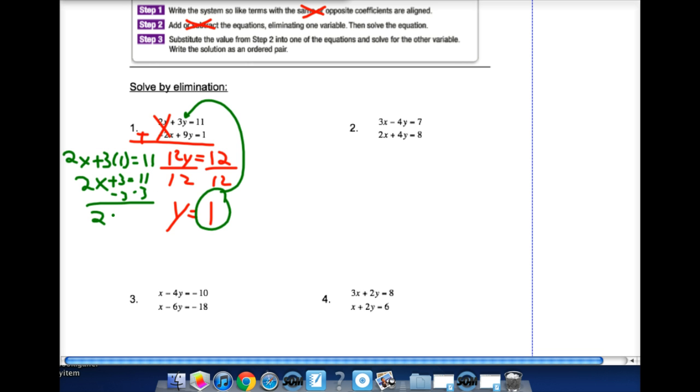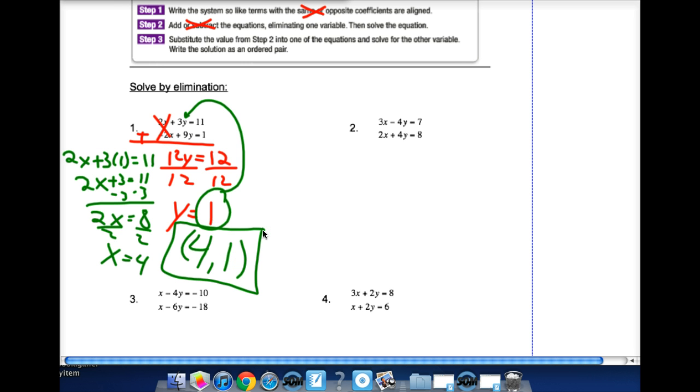Subtract 3 from both sides. 2x equals 8. X equals 4. Did anybody else get x equals 4? 4, 1. Okay, pair them up correctly. 4 comma 1 is the solution. Does it always have to be like a negative and then a positive down here?